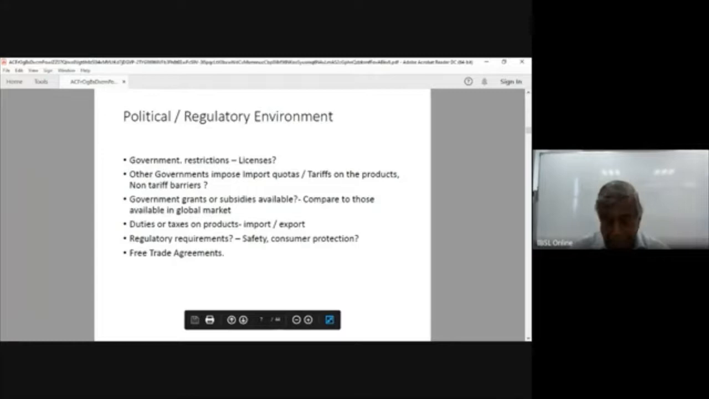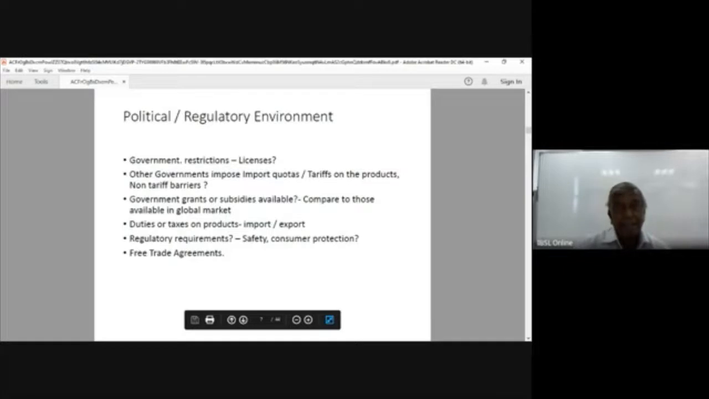Whether the government is providing grants or subsidies for your customer to import or export items, compared to those available in the global market. For example, the Sri Lankan government provides subsidies or grants to certain manufacturing businesses. Why? To promote them. If the government provides subsidies, the cost of production will be low, so the industrialist or manufacturer can export to other countries at a competitive price and earn foreign exchange for the country. Based on that, the government provides subsidies or grants to the manufacturer.